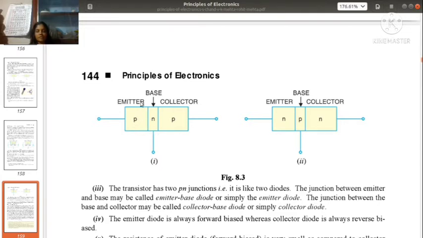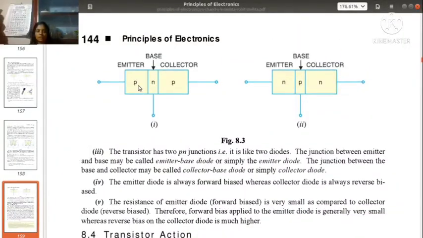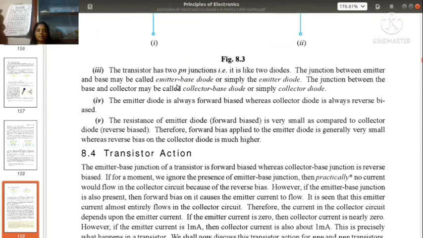If for a moment we suppose that this emitter base junction does not exist, then no current will flow through this collector circuit, because the collector base junction is reverse biased. That means if the current in the emitter base junction is 0, then the current in the collector is 0. If no charge carriers are there in the emitter base junction, there are no charge carriers in the collector region also. For example, if 1 milliampere current is flowing through the emitter base junction, then nearly 1 milliampere current flows through the collector base junction.